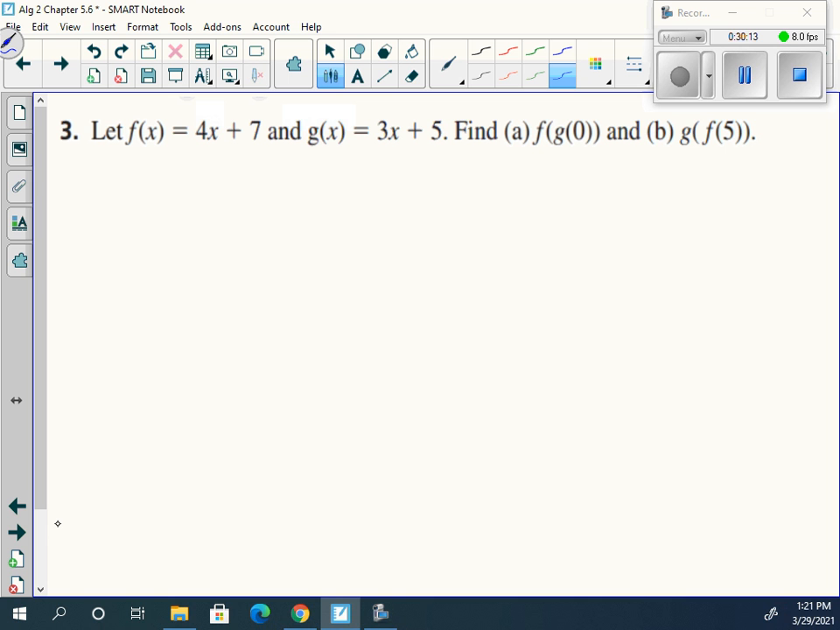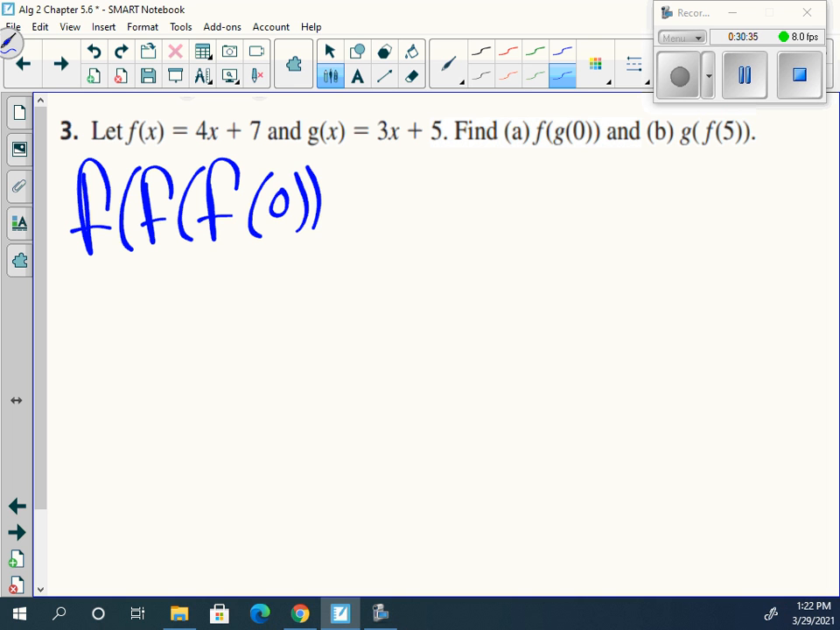Let's look at this here. This will be the last one we'll do. We're going to go a little bit different than what the note sheet says here. I use G in first hour, so let's use F this hour. Let's find F of F of F of 0.